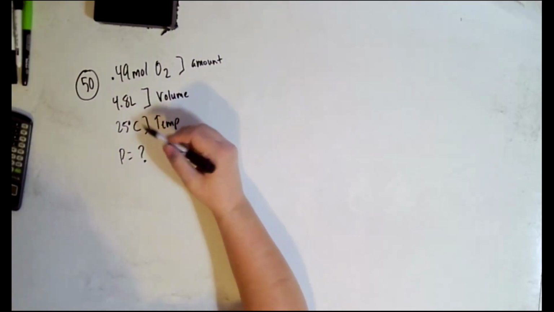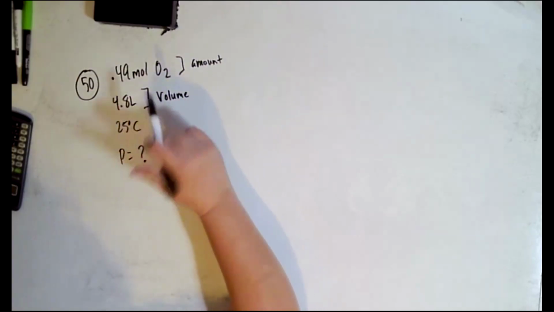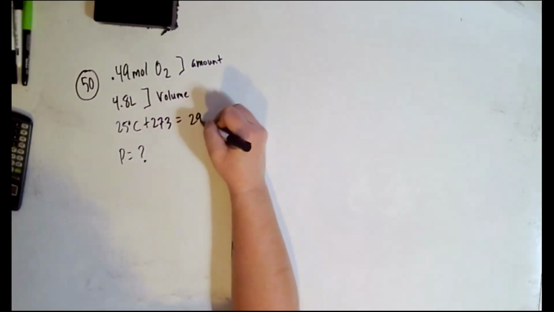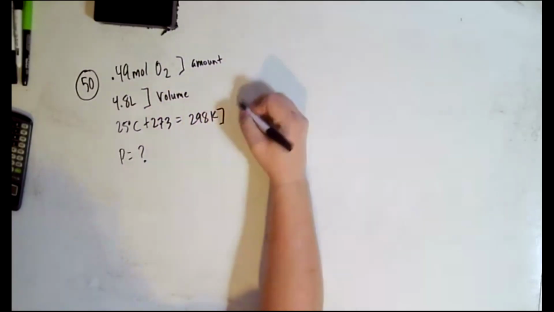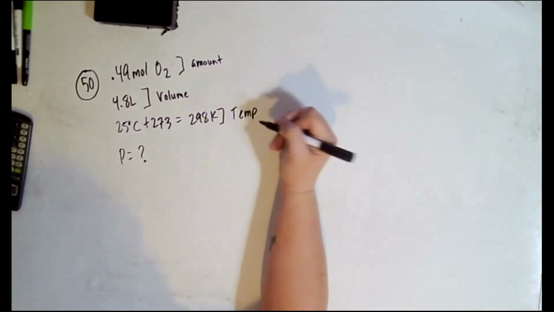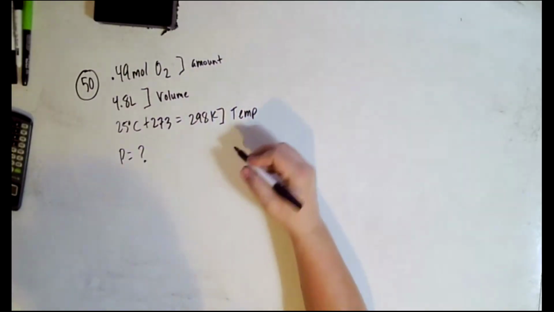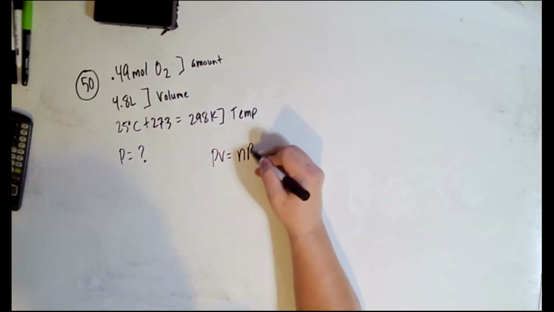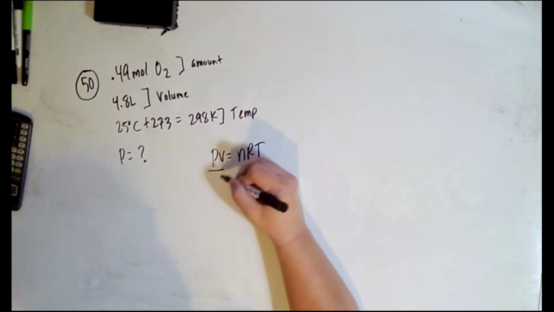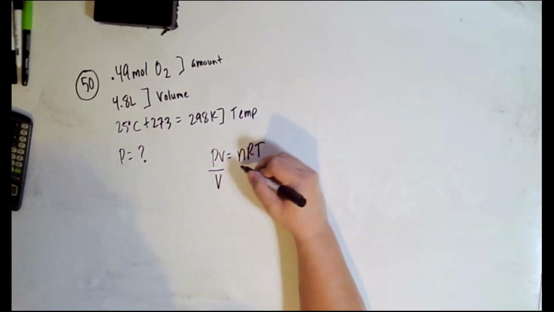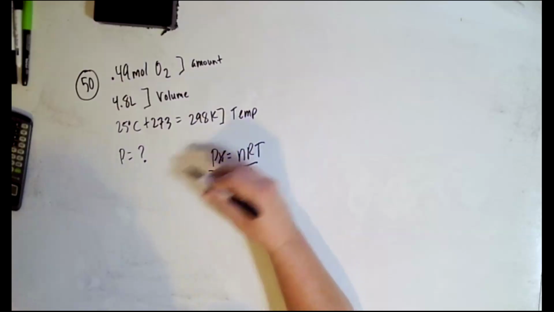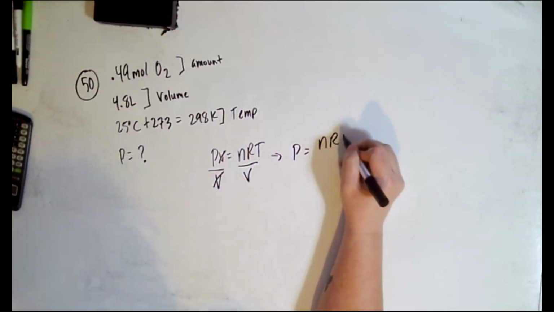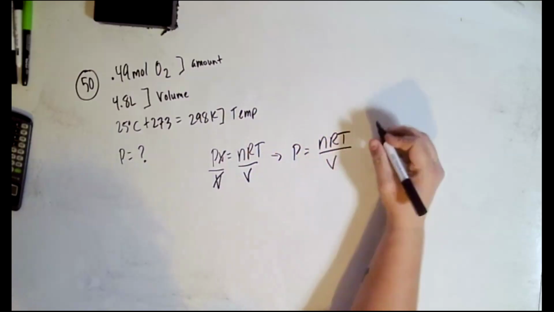Okay. So for our temperature, we're going to add our 273 to this. So now our temperature unit's okay. And now we can use our ideal gas law. We can divide both sides by volume so that we can isolate our pressure value. Pressure is going to be nRT divided by volume.